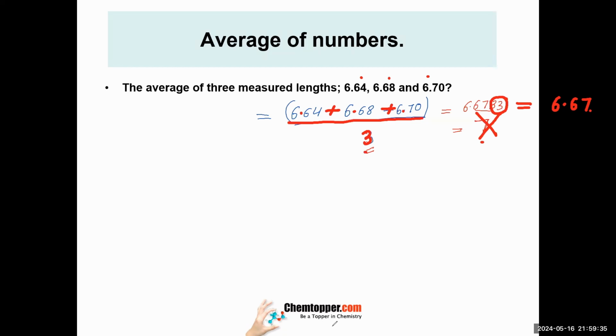So when we are taking the average of numbers, whatever number is in the denominator, that number is a counted number and an exact number, and it is not going to be considered in the calculations of these significant figures.